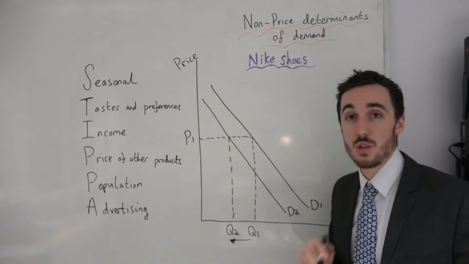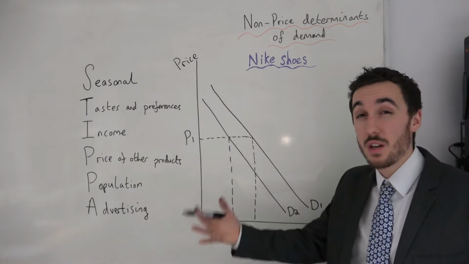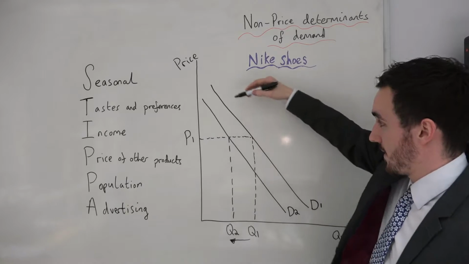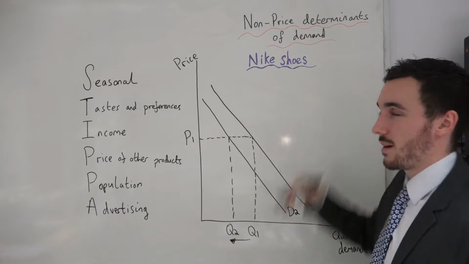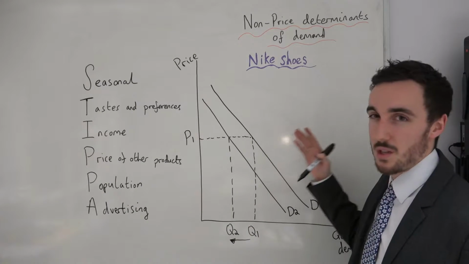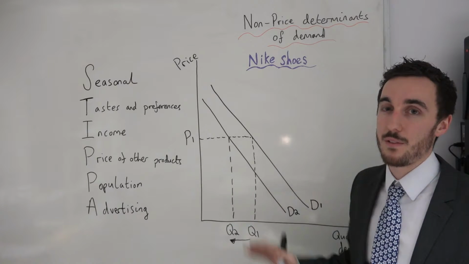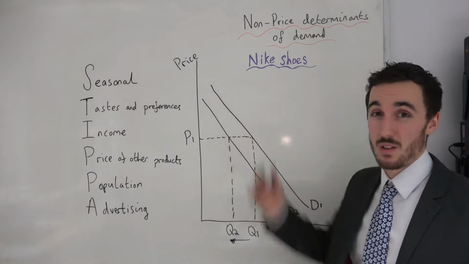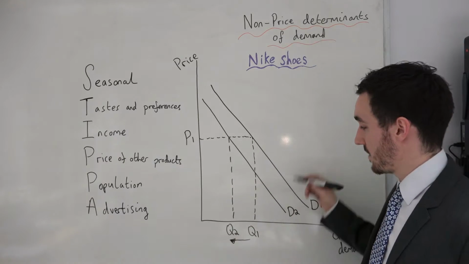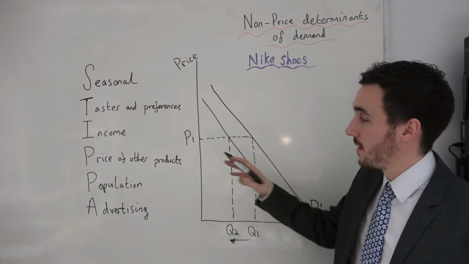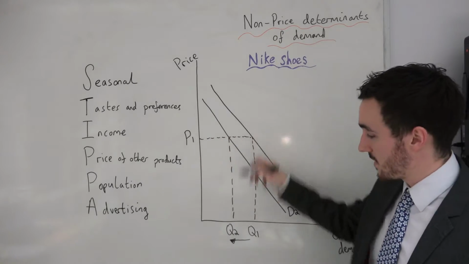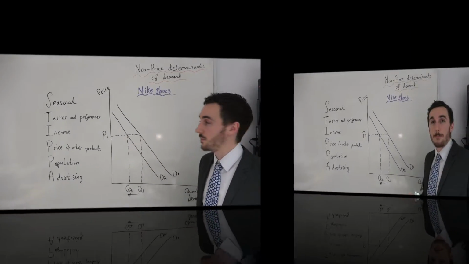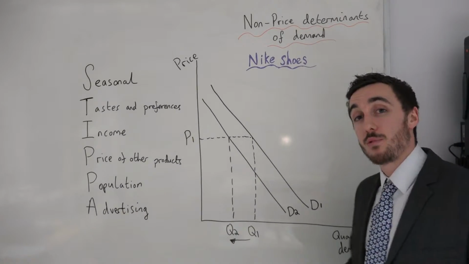A better example to use for seasons is something like ice creams. In the summer, let's say the demand curve is at D1, and then we get to the winter months and suddenly the demand is shifted to the left for ice creams because no one wants to buy them anymore, simply because it's now gone cold. So the demand curve will shift to the left, and at the same price level as before, the quantity demanded has gone down.